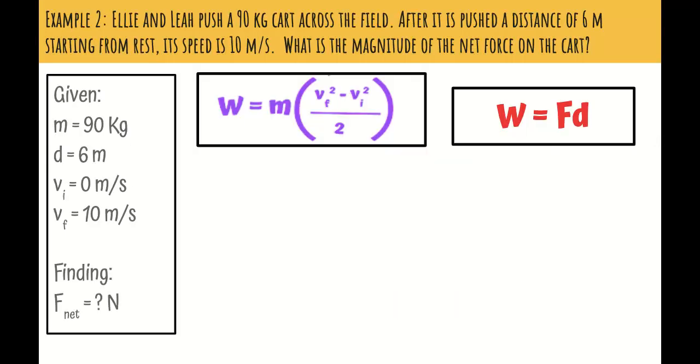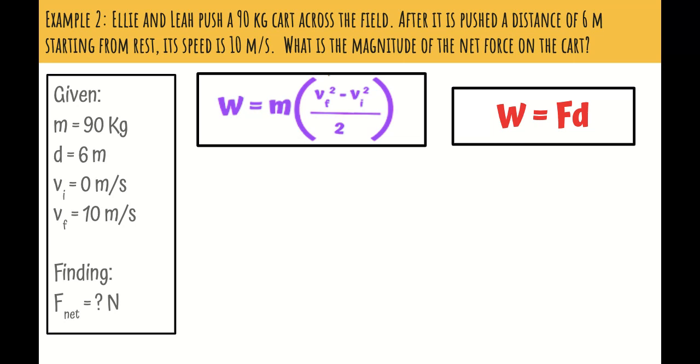Another example: Ellie and Leah push a 90-kilogram cart across a field. After it is pushed a distance of 6 meters starting from rest, its speed is 10 meters per second. What is the magnitude of the net force on the cart? What are we given? We have the mass, the distance, and the velocities. We are starting from rest, and then it gets up to a speed of 10. So our initial velocity was 0 and our final velocity is 10. We need to figure out the net force.